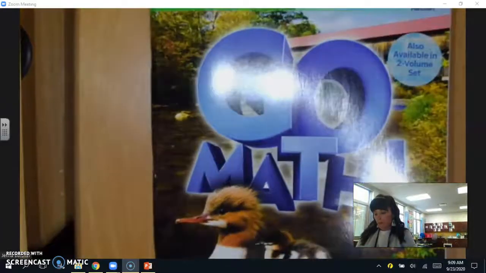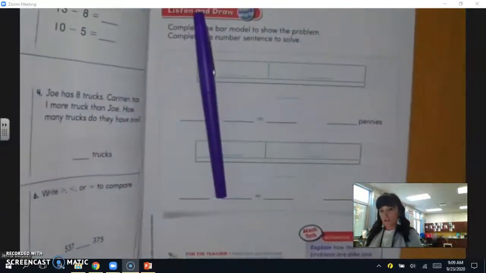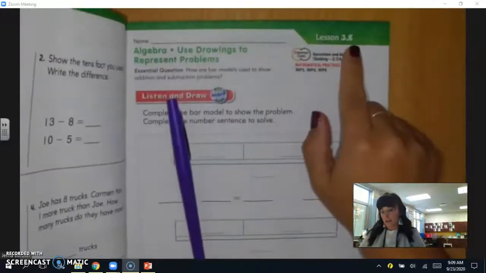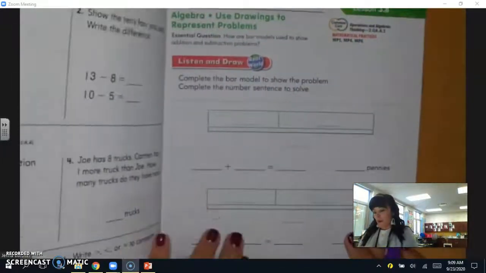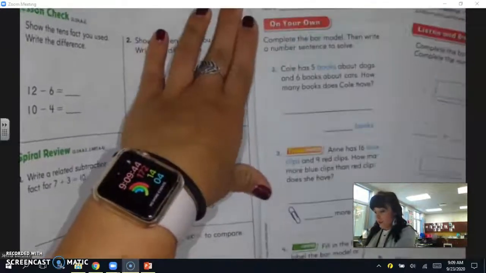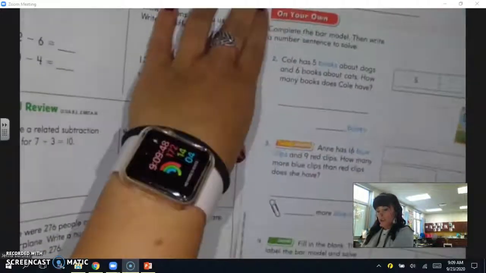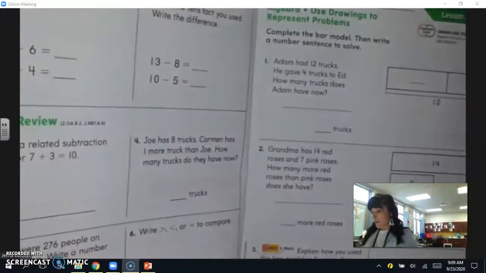We're going to be on chapter 3 of our book again. I want you to open up to page 205. You see the 3.8 up at the top. Rip out page 205, or you don't have to rip it out if you don't want to at home. And rip out the next page, 207. Those are the two pages that we're going to be working on today.